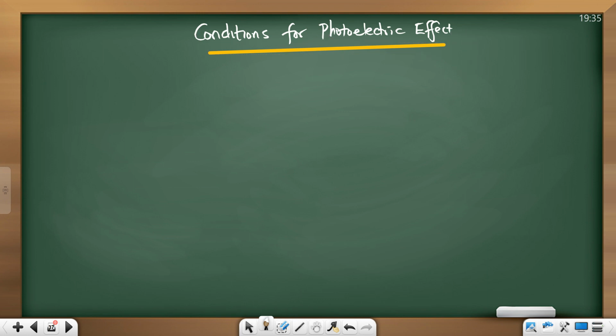Number 1. W must be greater than threshold. No, sorry, E must be greater. Energy of the photon must be greater than the work function of the metal. Make sense? Otherwise, you are window shopping.